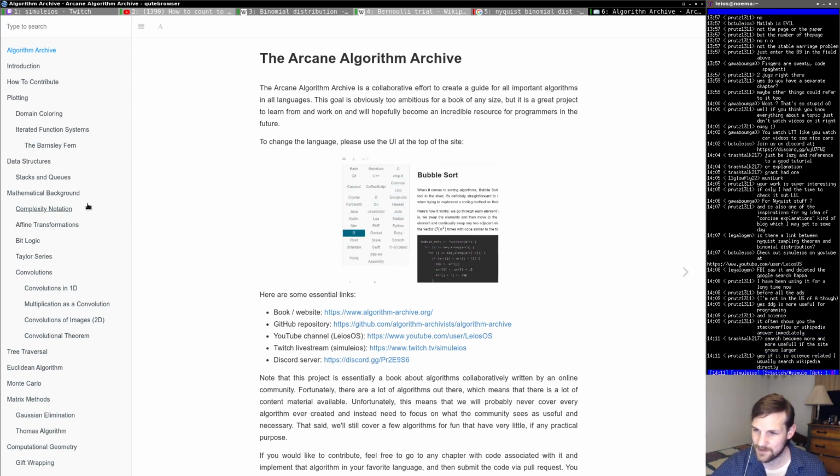Let's just go from there. Search becomes more useful if the site grows larger. Yes, it's science related. I usually search Wikipedia directly. Yeah, see, that's, I think, kind of the thing.